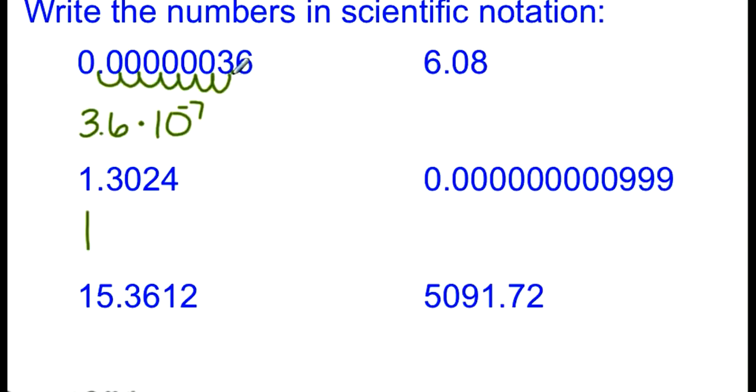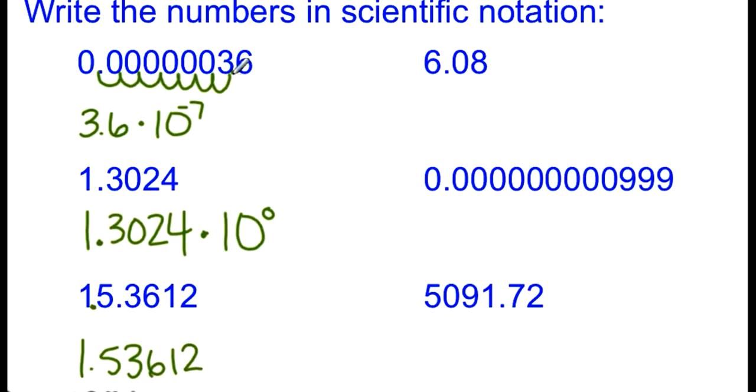1.3024. That number is already in between 1 and 10. So I'm just rewriting it, multiplying it by 10, and I'm going to use a 0 because I didn't move my decimal. 10 to the 0 power equals 1, but in our case, we're just going to leave it 10 to the 0 power.